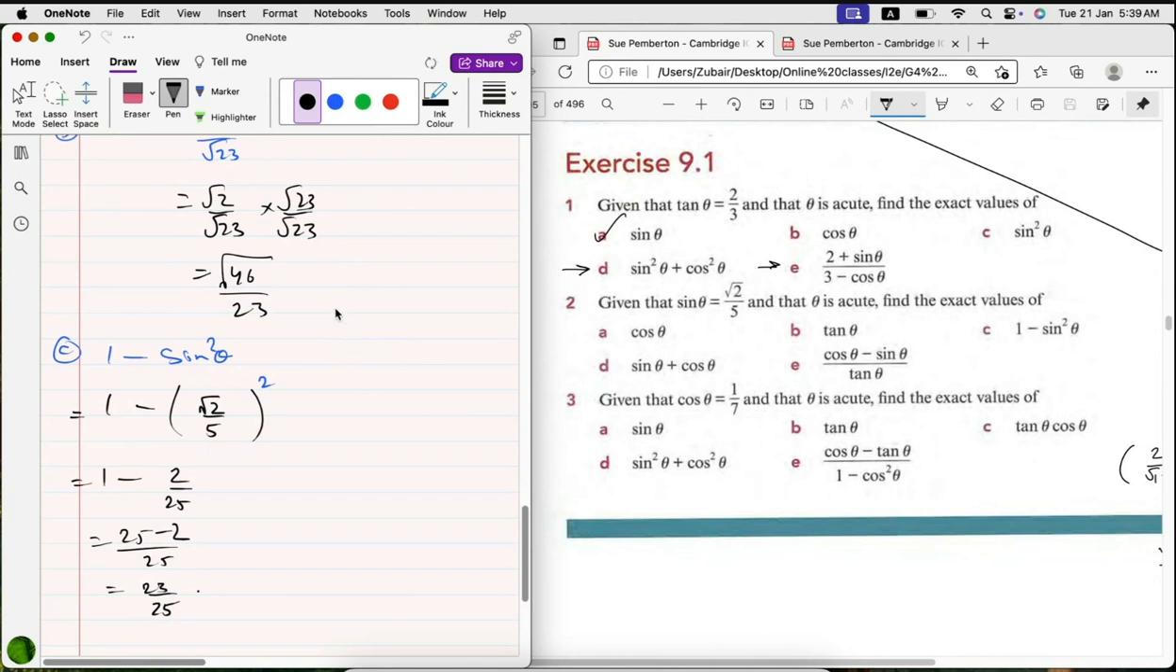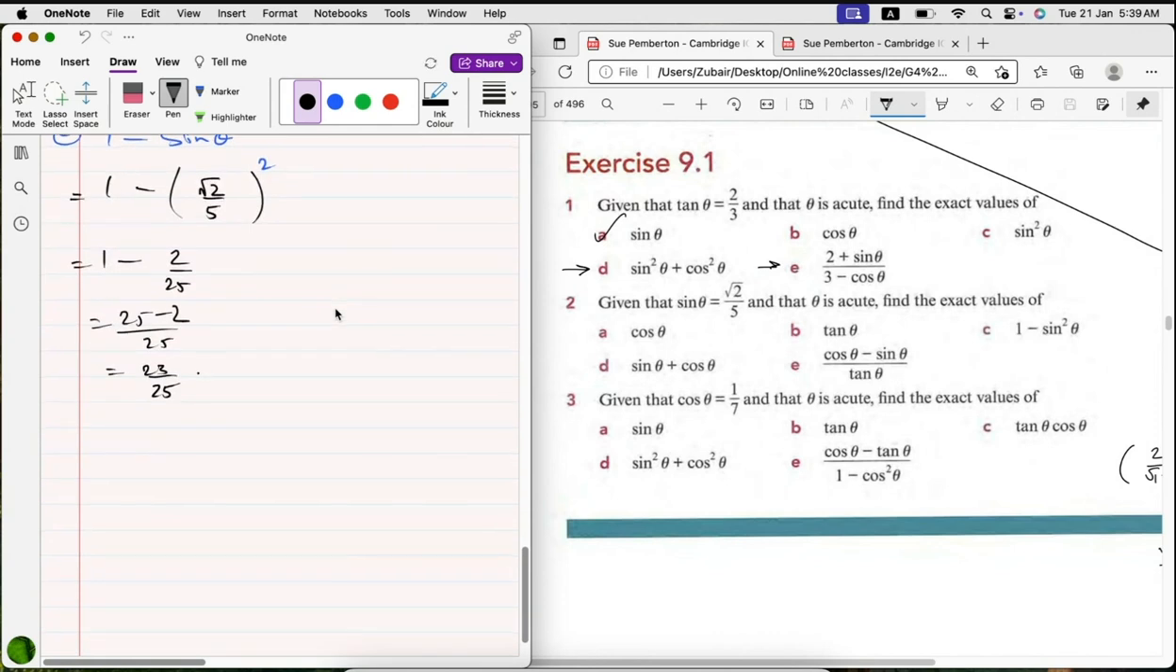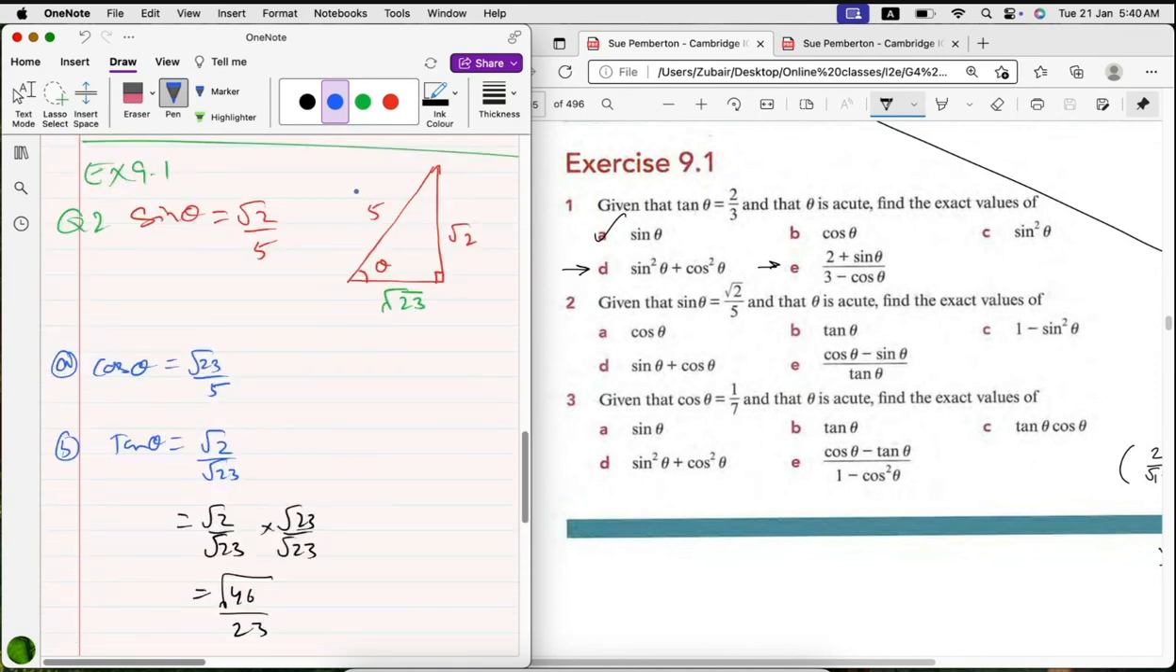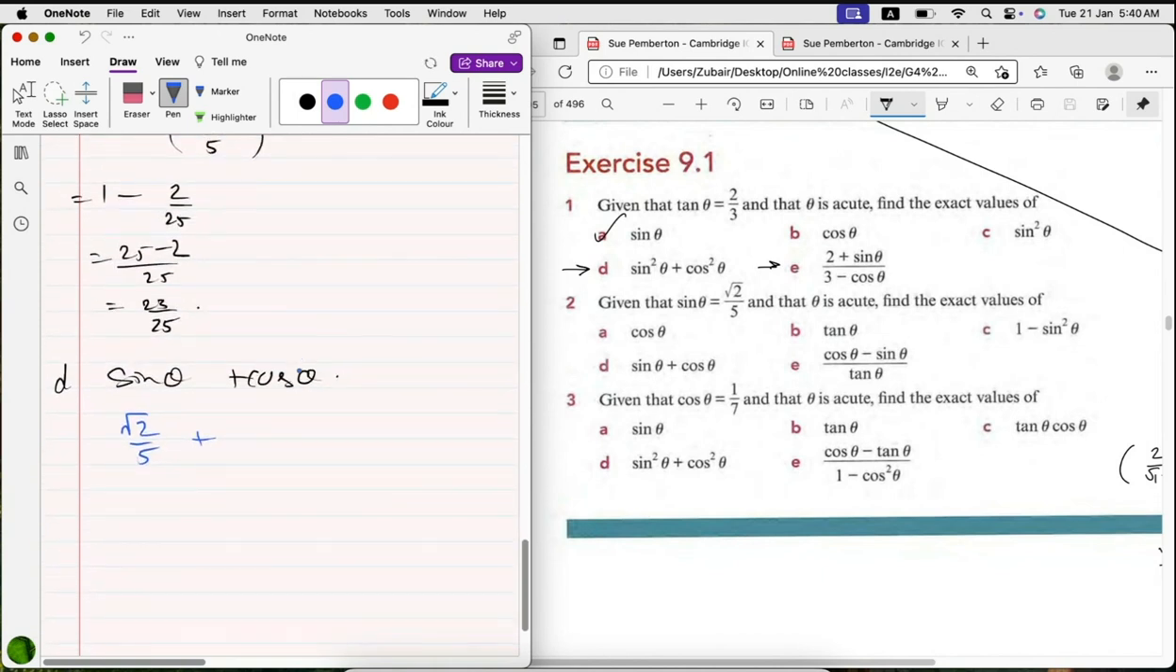And D part, sine theta plus cos theta. Sine theta is right in front of us, that is square root 2 by 5, and cos theta is square root 23 by 5. So that's square root 2 plus square root 23 over 5.